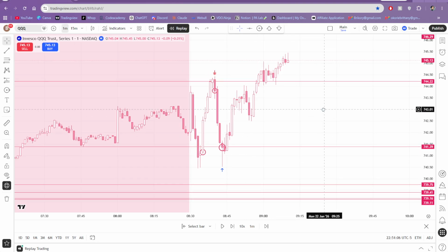Pretty short, pretty simple according to the rule book. Didn't really risk much.